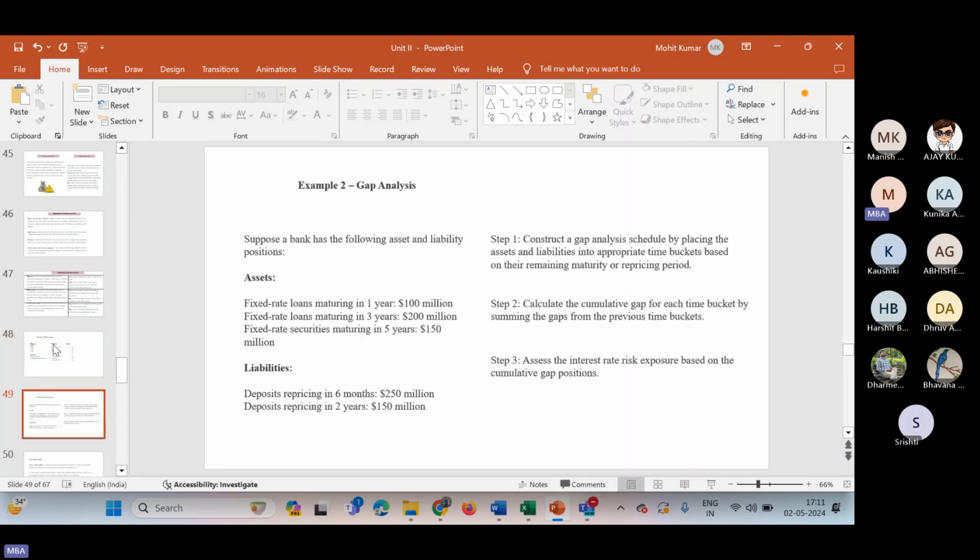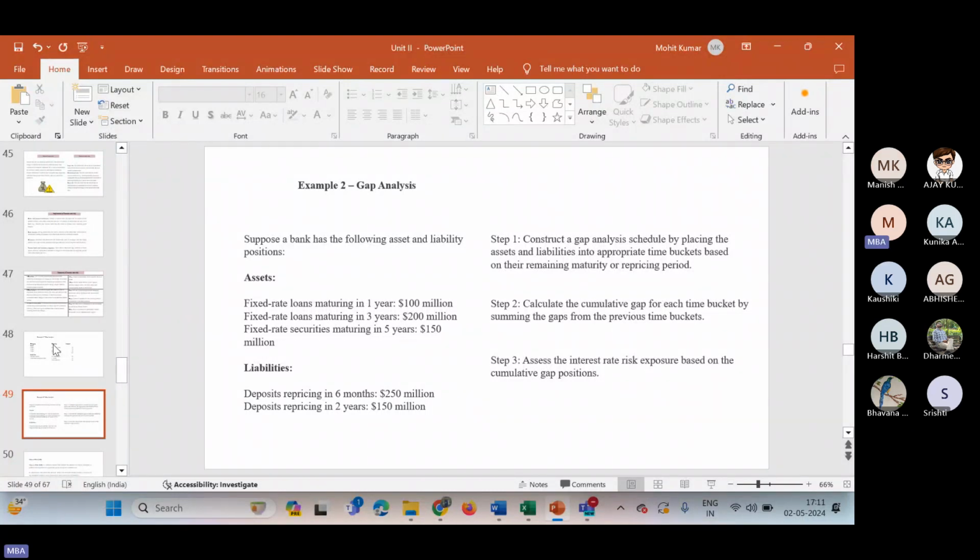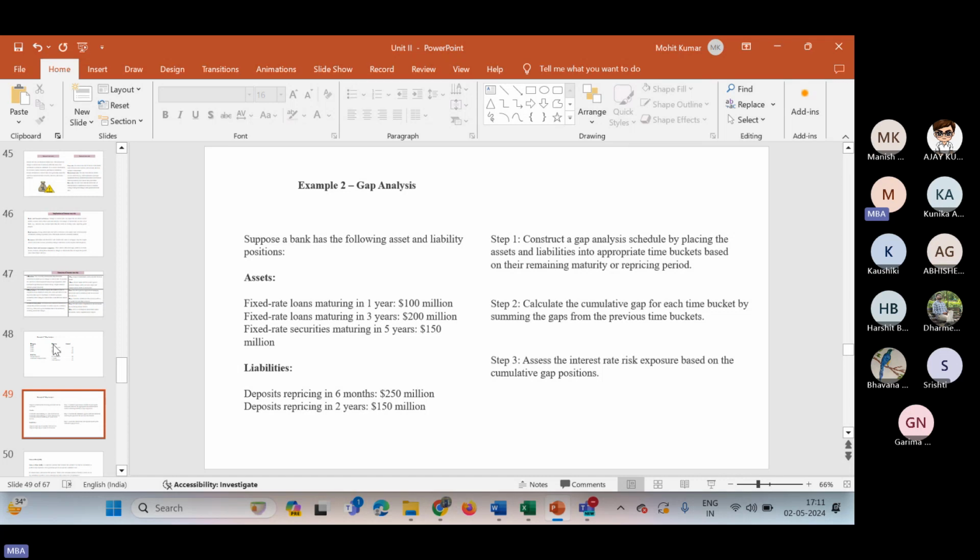Now, one more example we will discuss is a scenario where a bank has the following assets and liabilities. They have different loans with different maturities under assets. They have provided fixed rate loans maturing in 1 year, which is 100 million, then maturing in 3 years are 200 million, and 150 million in loans maturing in 5 years. Similarly, they have certain liabilities: 250 million maturing in 6 months, and 150 million maturing in 2 years.